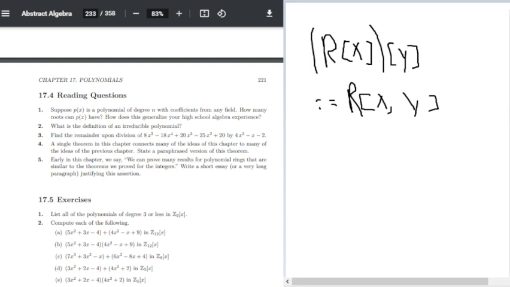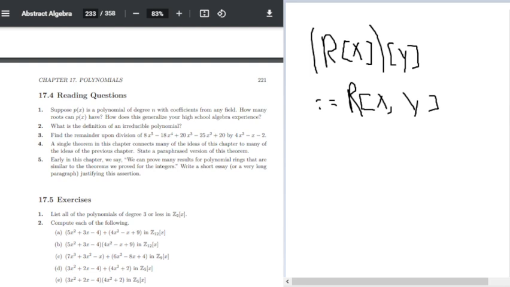Okay, so reading questions. Suppose p of x is a polynomial of degree n with coefficients from any field. How many roots can p of x have? How does this generalize your high school algebra experience? It can have at most n roots for being a degree n polynomial.